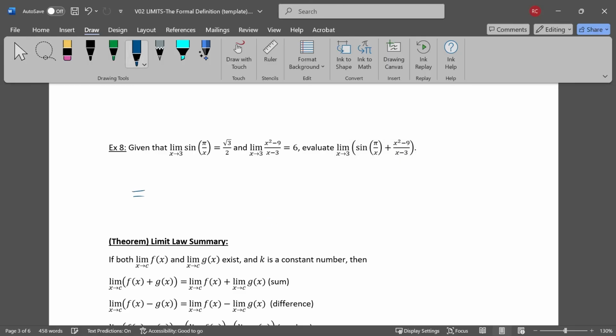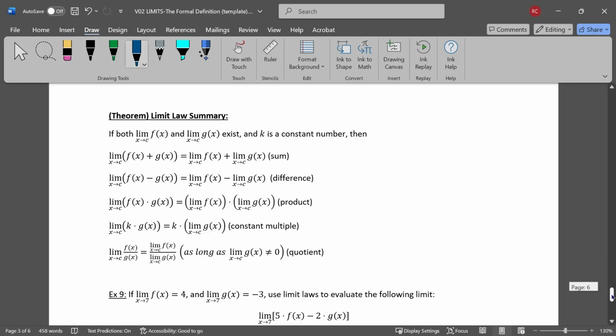So the limit of their sums is the limit of each function added to each other. And we already know those limits, so I don't have to redo any work. It was given to me. So this is the square root of 3 over 2 plus 6.